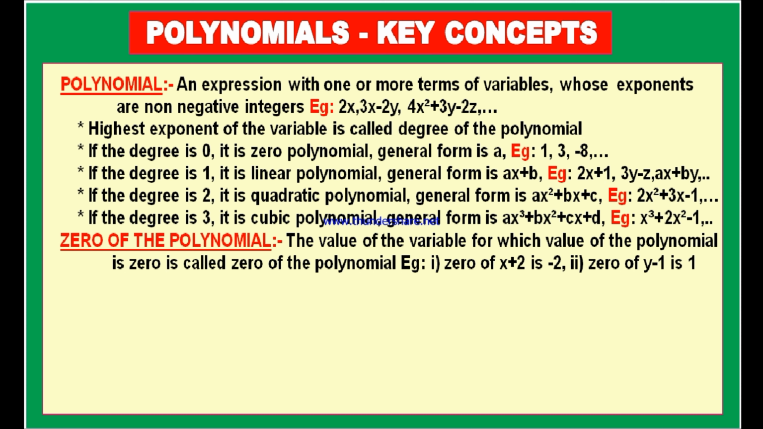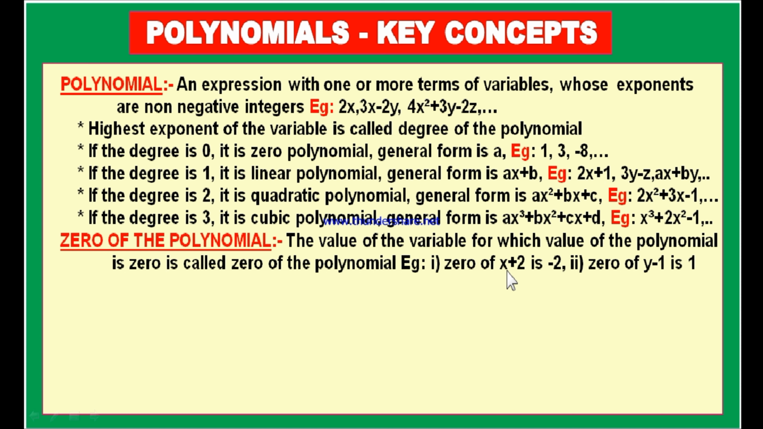Zero polynomial means a polynomial with degree 0 is called zero polynomial. In this case, if the degree is 0, it is called a zero polynomial. Example, any constant number is a zero polynomial. In this case, it is the zero of the polynomial. Zero of the polynomial is nothing but the value of the variable for which the total polynomial becomes 0. This is zero of the polynomial.